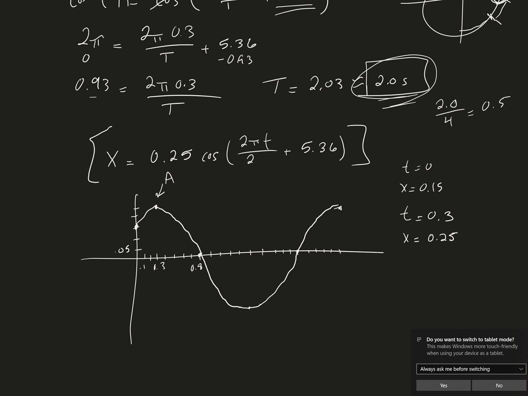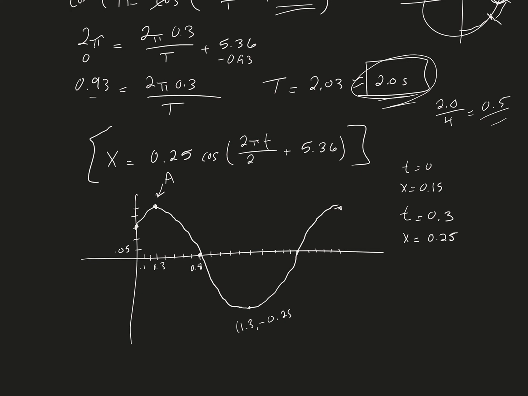But recapping on this one, so again, I found the period to be 2. Because I knew where the amplitude was, if I broke it up into every 0.5 seconds, I knew that it should progress a quarter of the way through the motion. So after 0.8, it was down here. And then at 1.3 seconds, that's when it should be at the negative amplitude of 0.25.